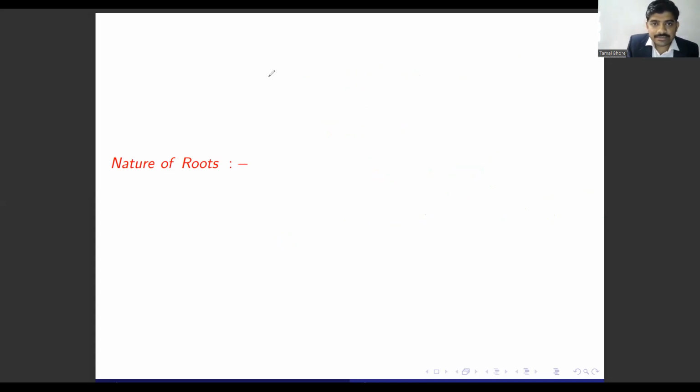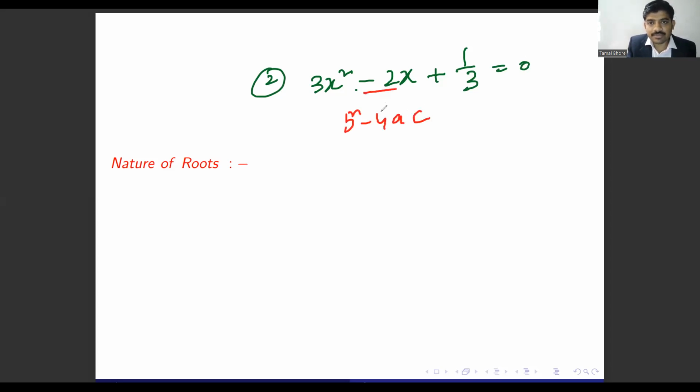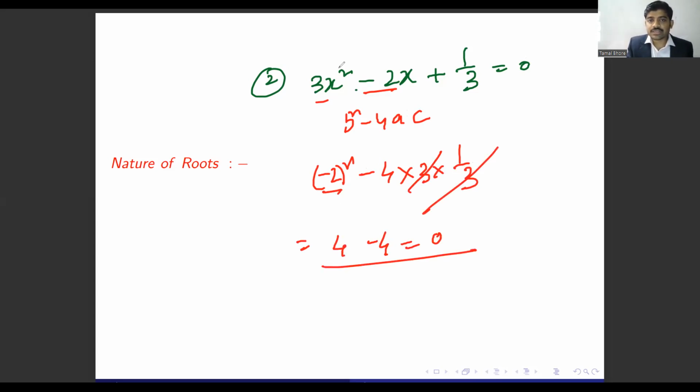Let's take the second case. For the equal case, I am taking this example: 3x squared minus 2x plus 1 by 3 is equal to 0. Here I am taking b square minus 4ac. Here b value is minus 2, so minus 2 square minus 4 times a value 3 and c value 1 by 3. So this will cancel. So basically this is 4 minus 4, you are getting 0. So that's why here both the roots will be the same.